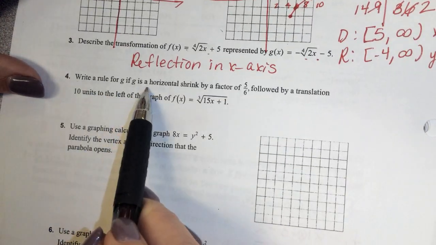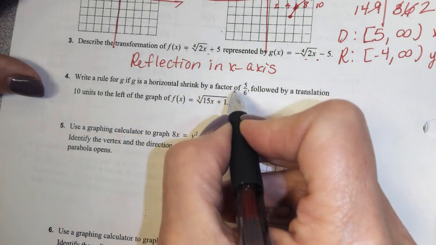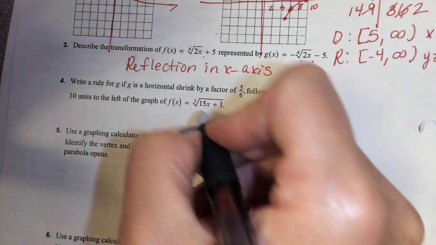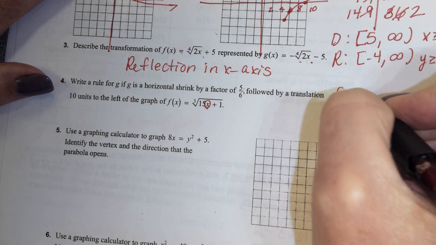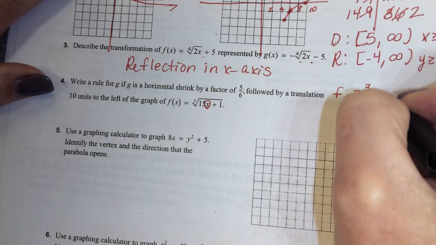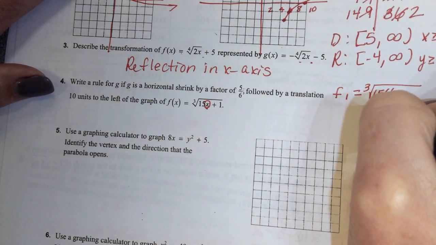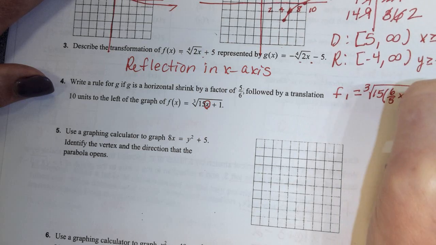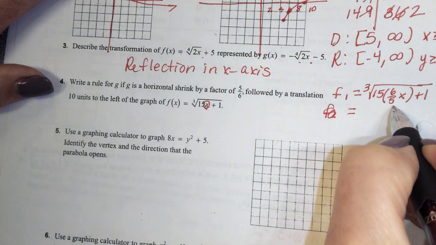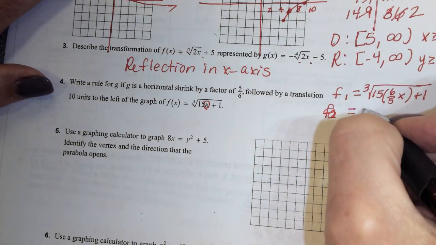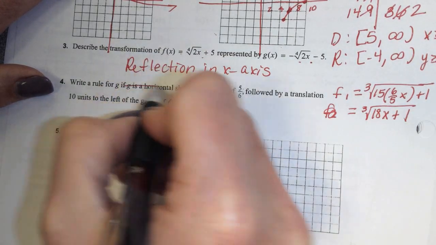Okay, write a rule for g. If g is a horizontal shrink by a factor of 5/6, so horizontal shrink by a factor of 5/6 means that my x is going to have to get replaced with the reciprocal of that. So my first step is going to be that I've got the cube root, 15 doesn't change. x gets replaced with 6/5 x plus 1. Oops, let me just simplify that. So 15 divided by 5 is 3 times 6 is 18. There's my first step.